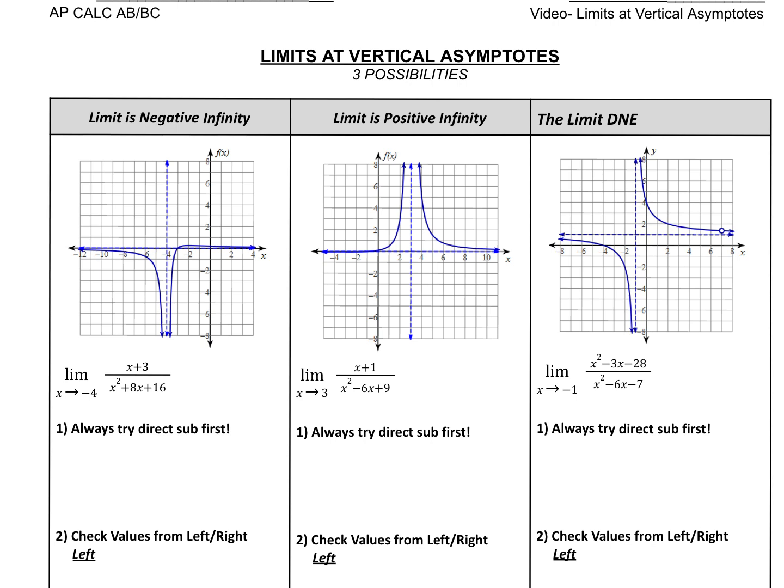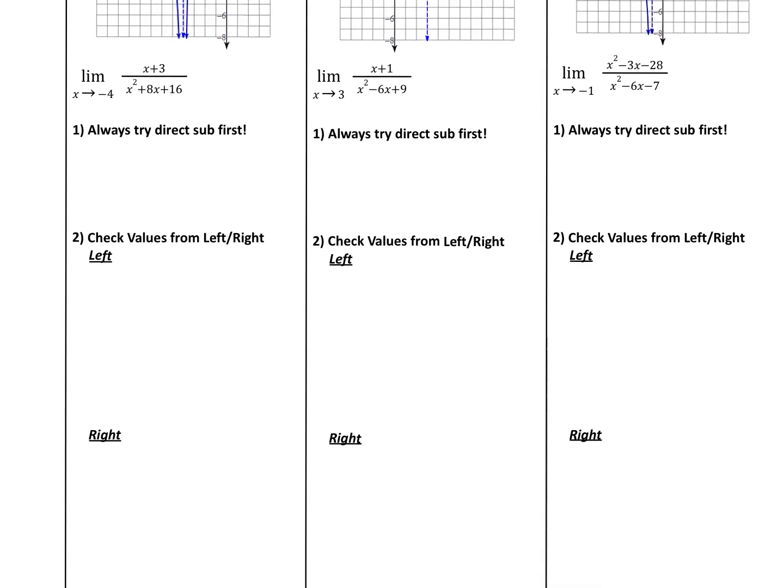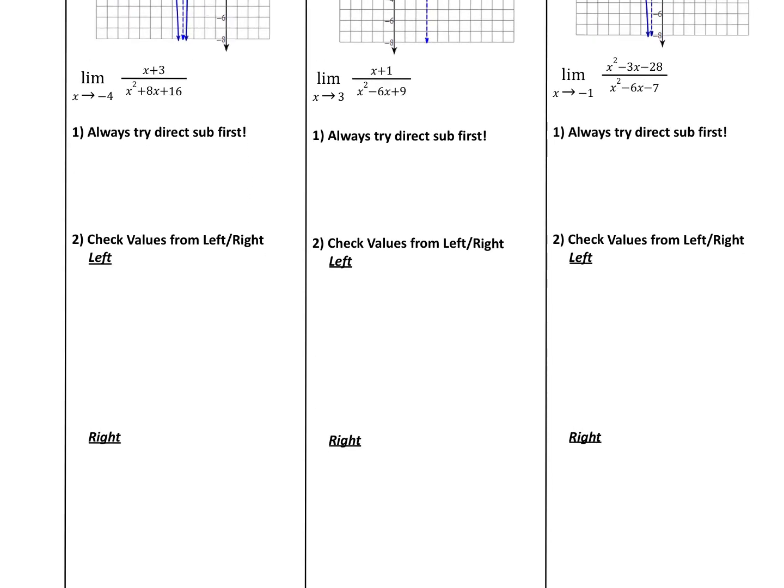Obviously if we had a graph, this would be a lot easier to determine, but you're not going to get the graphs. You're going to get the equation. So for an example like this, just like we've been doing all along, we're going to try direct substitution first. Everywhere I see an x, we're going to put in a -4. So -4 plus 3, over -4 squared plus 8 times -4 plus 16.